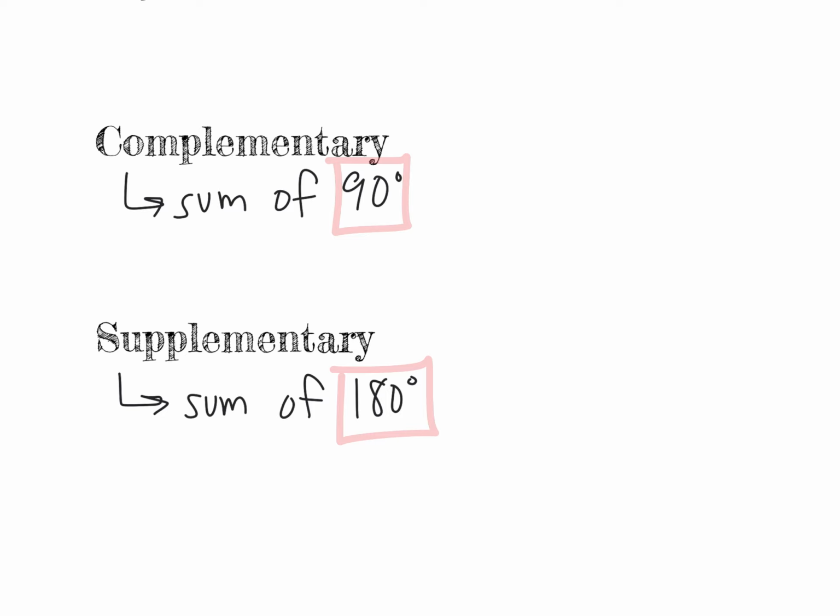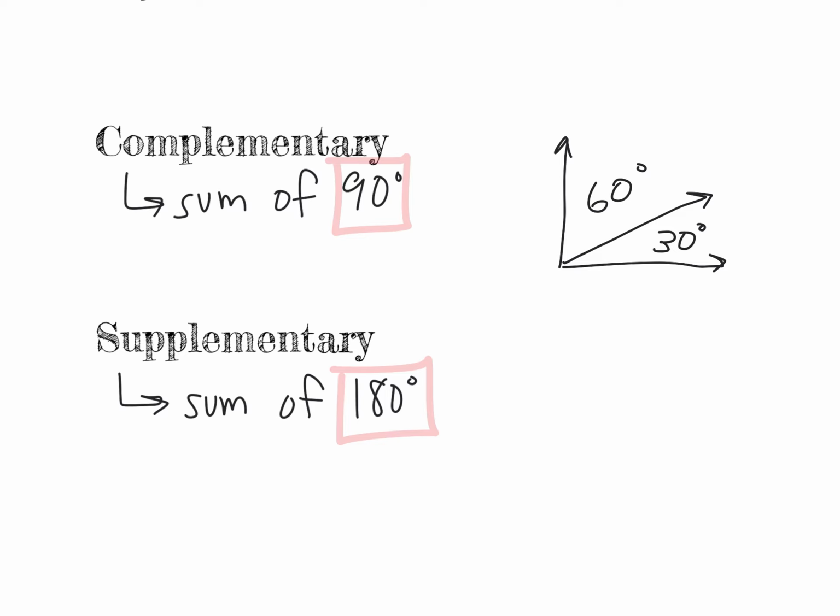Those numbers aren't negotiable, and we can't simply just get close to them. We need those exact sums, otherwise they can't get these titles. One of the ways that you'll explore complementary and supplementary angles or make use of these facts is by looking at pictures like this.